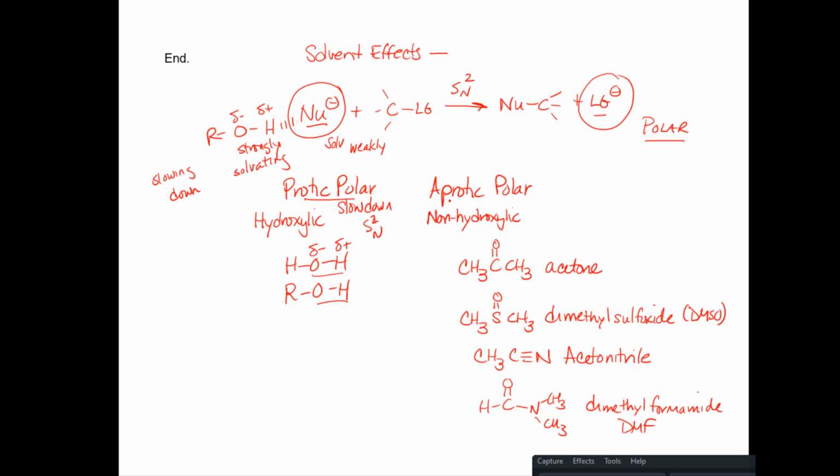What about the aprotic solvents? They don't. So which solvent is an SN2 reaction going to go faster in? It's going to go faster in an aprotic polar solvent, because the aprotic polar solvent doesn't slow it down, whereas the protic polar solvent does. Okay, so that's how solvent effects play a role in SN2.